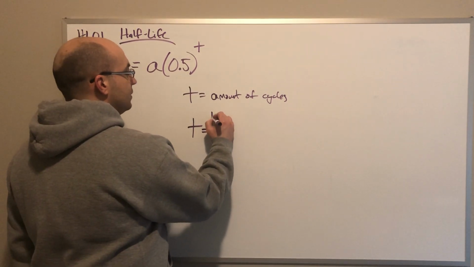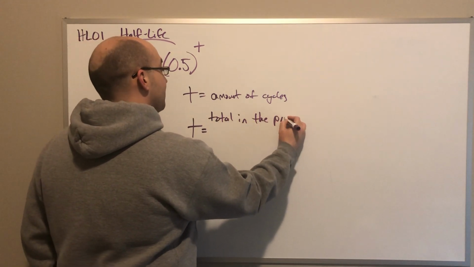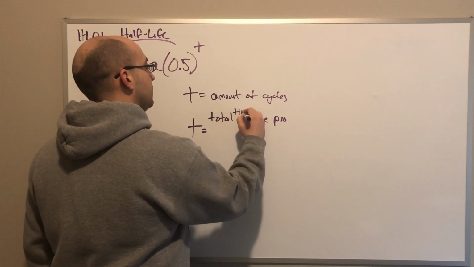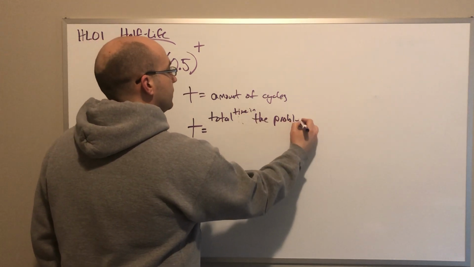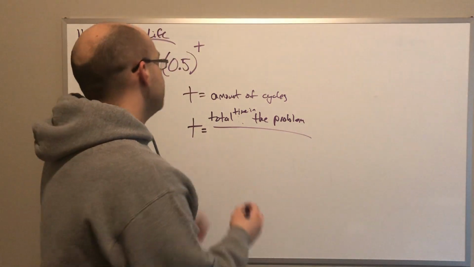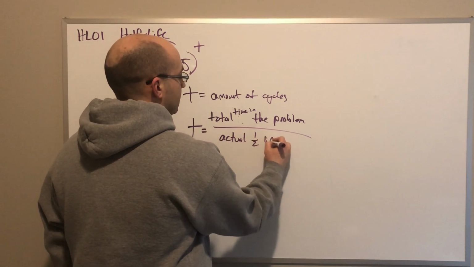It's the total amount of time that goes by in the problem, like however much time is going by in the problem or how long the problem is going for, divided by the actual half-life of that element.